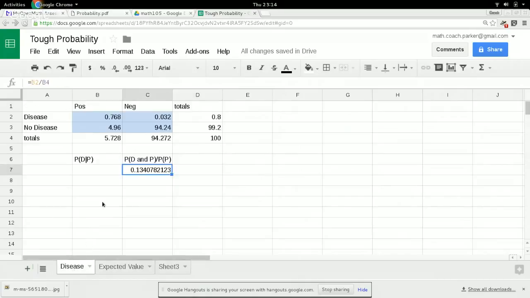Other thing, if you're working with conditional probabilities where you have multiple options to work with, a contingency table like this is a nice tool to work with. And a spreadsheet helps with those calculations, working on different conditions and situations.